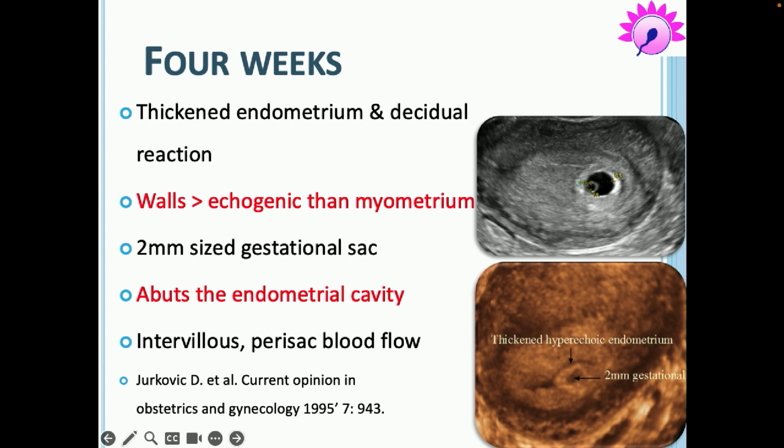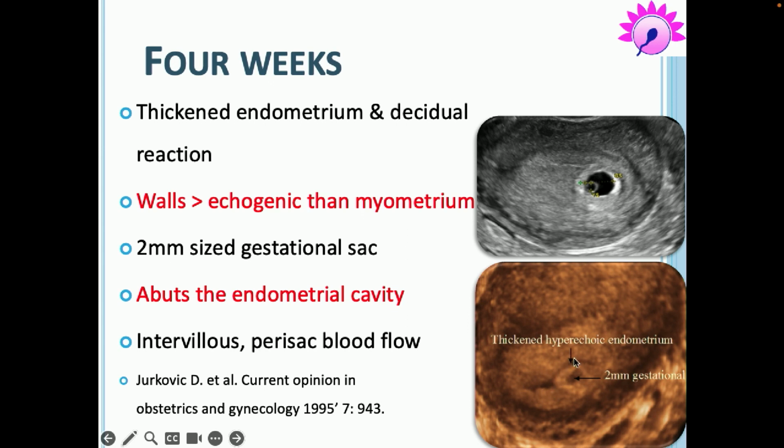Going very, very quickly, at 4 weeks you will see a gestational sac of 2 to 3 millimeters with an anechoic central part and hyperechoic outer margin. It is always seen eccentric in the cavity, not in the center. It obliterates the endometrial cavity completely only after 8 weeks. Till then you may see some endometrial cavity still, as you are seeing here also.